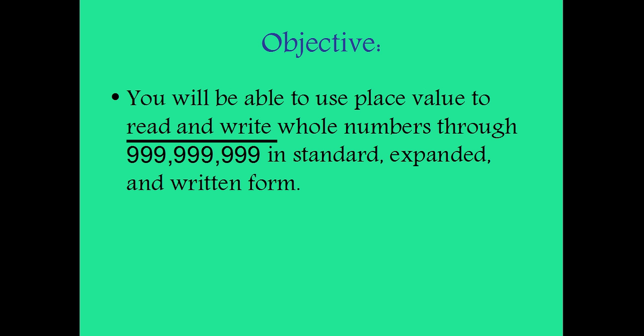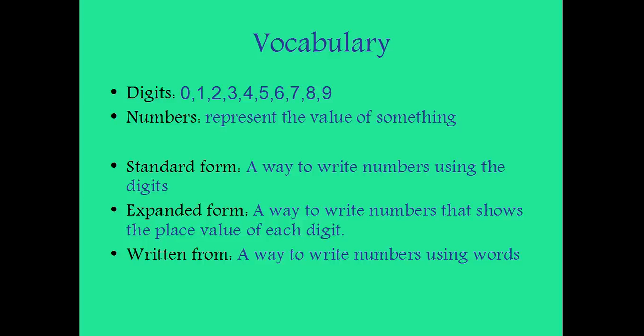Our objective is to be able to use place value to read and write whole numbers. We're going to start with the millions this year, and we're going to be able to read and write in standard, expanded, and written form. Alright, it's important to know some vocabulary before we get started.